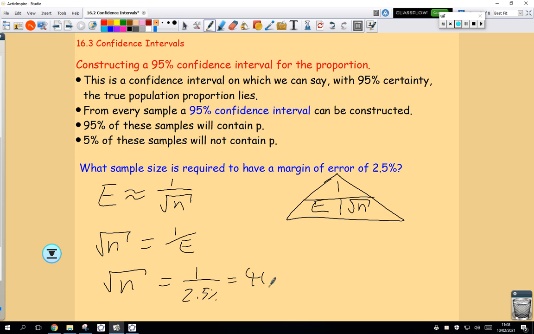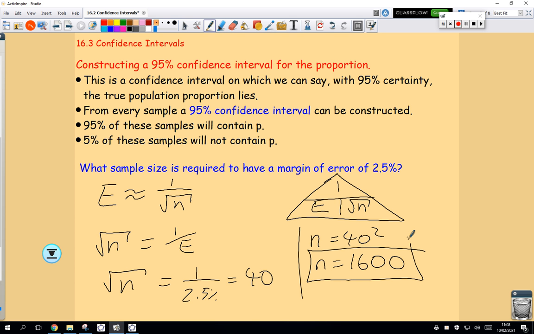which is 40. That'll be done on your calculator. If root n is 40, well, then n is equal to 40 squared, which is 1600. So I can work out the sample size given the margin of error. Okay, it's really useful to remember the margin of error in this kind of way. We can make E the subject of the formula or root n the subject of the formula. Once we find root n, we just square that to find n.